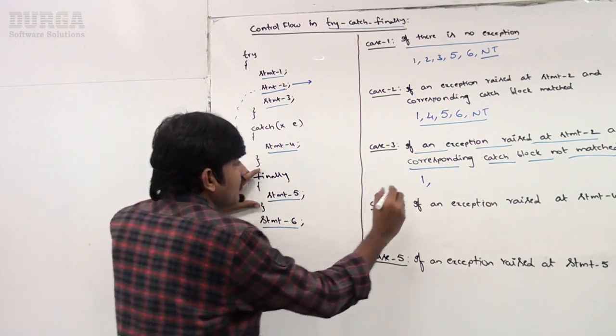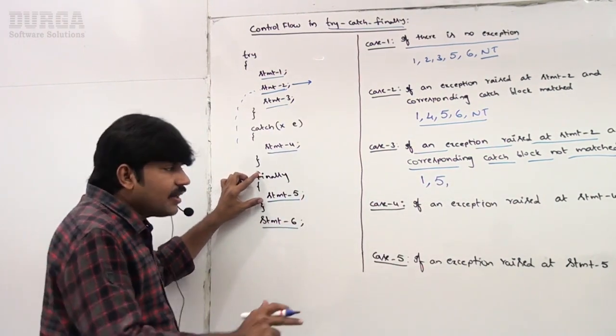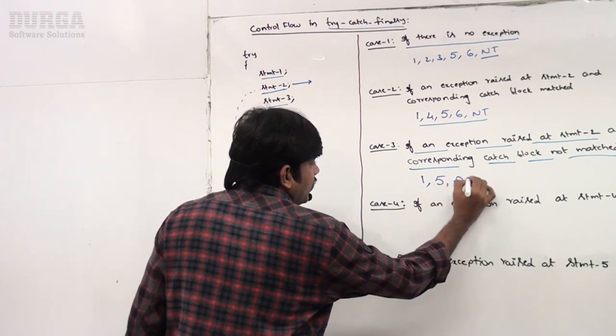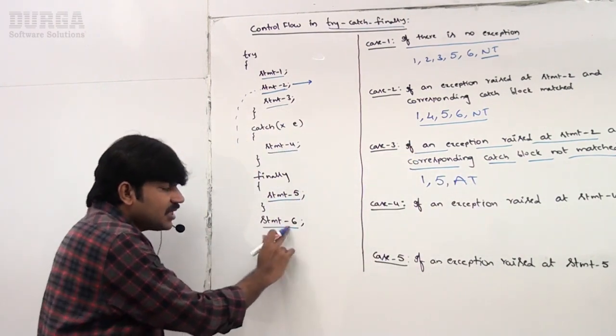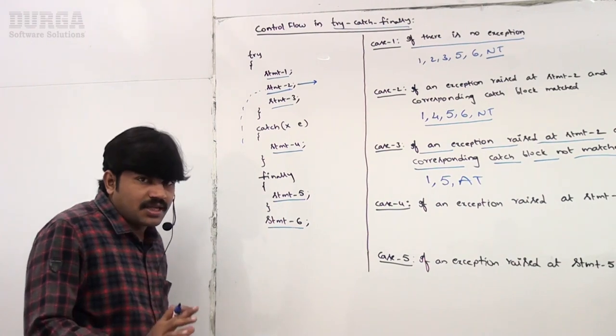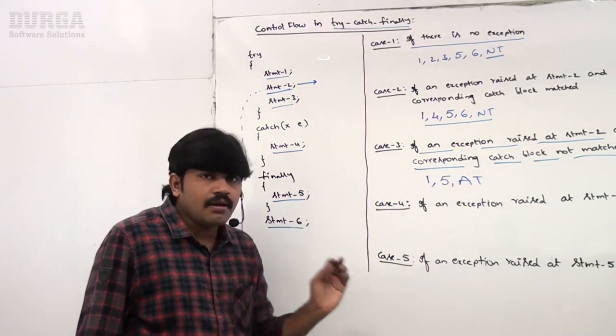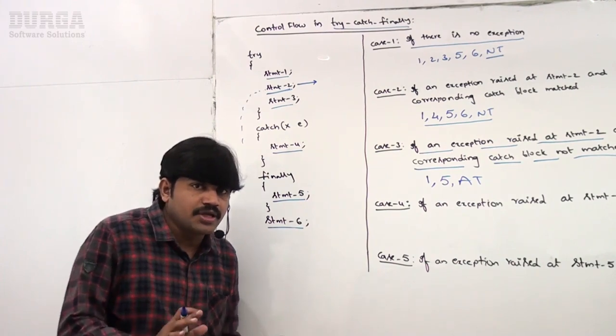That's why even in the case of abnormal termination, before abnormal termination, the finally block will be executed. So 1, 5 and then abnormal termination. Remember, statement 6 won't execute. It is abnormal termination. Clear for all of you, right? 1, 5 and then abnormal termination. You people should be aware.